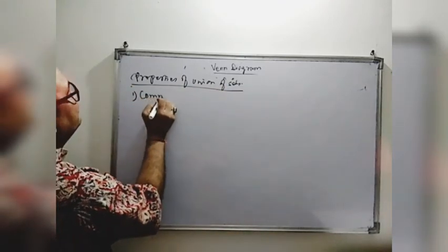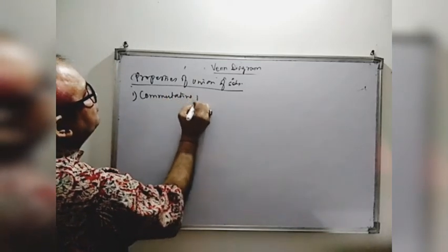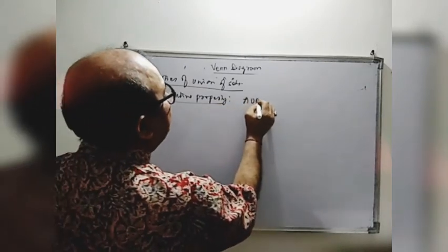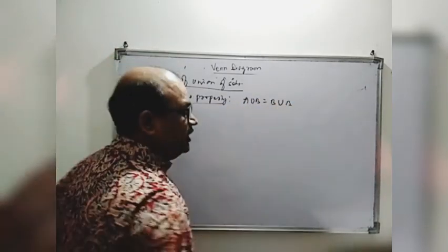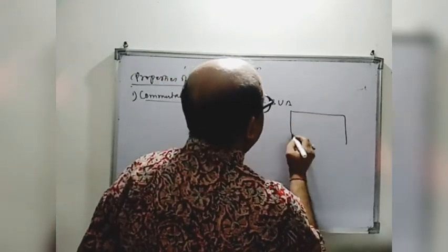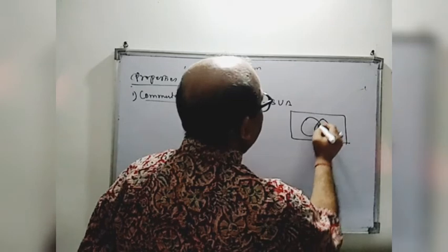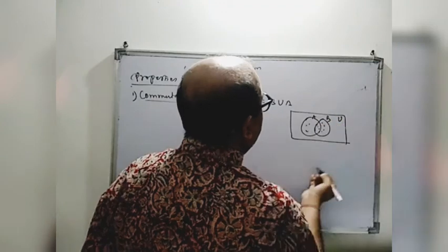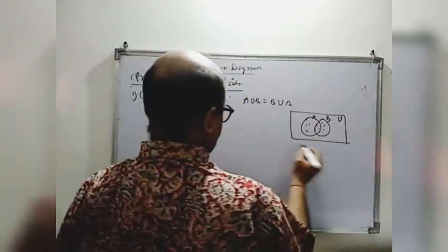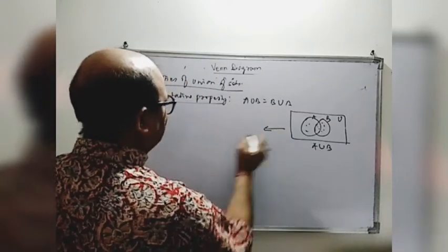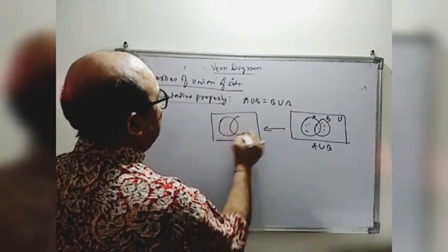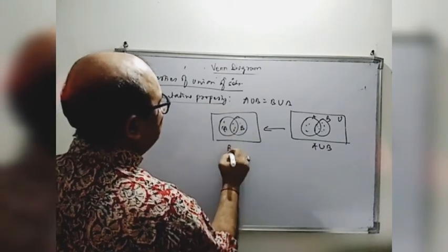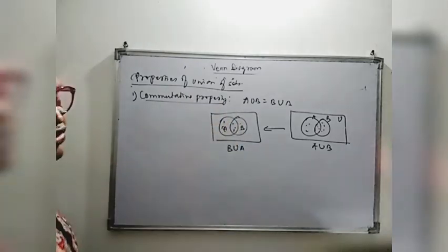First is the commutative property. It is A union B equal to B union A. How is it? See here. This is your A, this is your B. This is your A union B. This is the universal set. Similarly, this is B union A. This is B, this is A, so B union A. So A union B is equal to B union A.